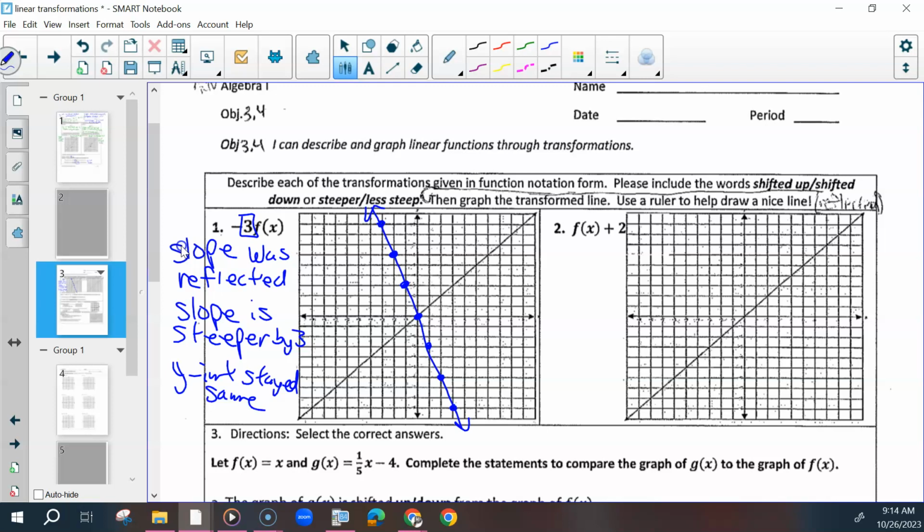All right, let's do number 2. What changed in that one? The y-intercept. What about it? It shifted by 2. Yes, the y-intercept shifted up 2. What about the slope? The slope stayed the same.